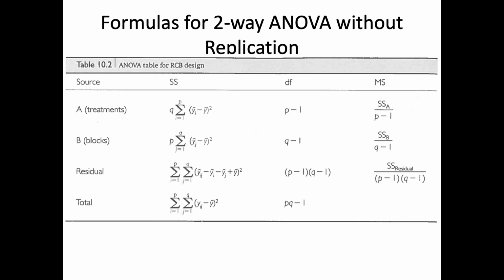What is not in this ANOVA table that was in the replicated design table? Yeah. There's no interaction term. It's impossible to calculate an interaction term because there is no replication. So the interaction term essentially becomes the sums of squares within, and then you have total sums of squares. So how does this all work out?